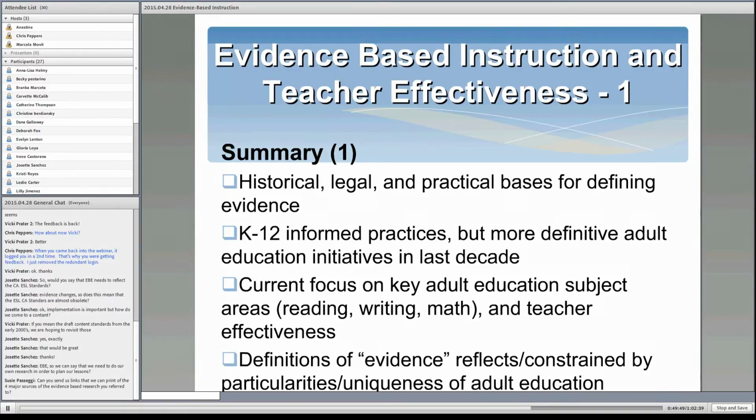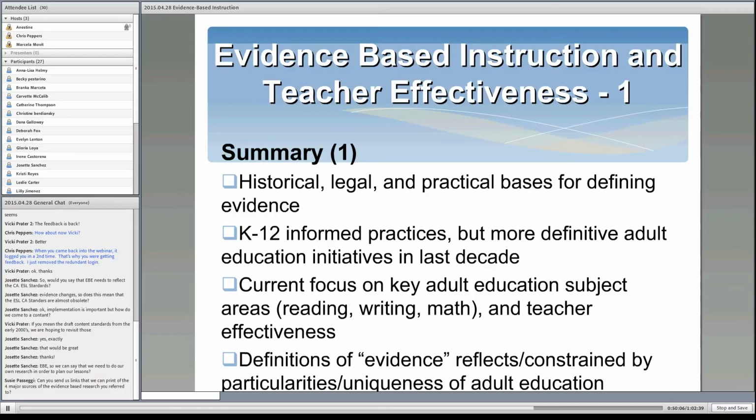The definition of evidence reflects, or is constrained by, the particularities or uniqueness of adult education. And what I mean by that is adult education is a unique field. It doesn't have the funding, for example, that the K-12 system has.